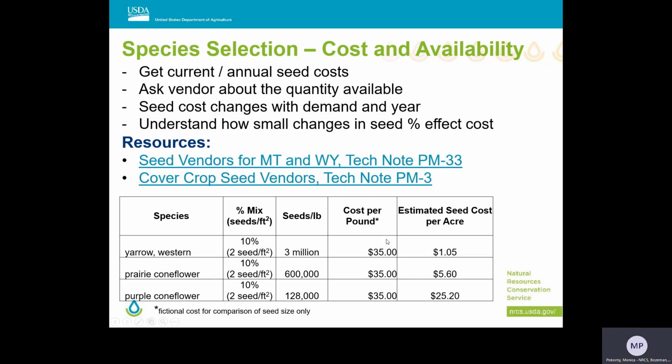Okay, so this is the hypothetical part of this example. I've just made up the seed cost of being $35 a pound for each of these species. And I've just done that to illustrate a point. If you want to seed a plant like Western Yarrow, a very small seed on a site, the seed vendor might come back with a cost that seems expensive. It might be $35 an acre, it might be $70 an acre. But to include that species in the mix at 10%, we're really only looking at about $1 per acre cost.